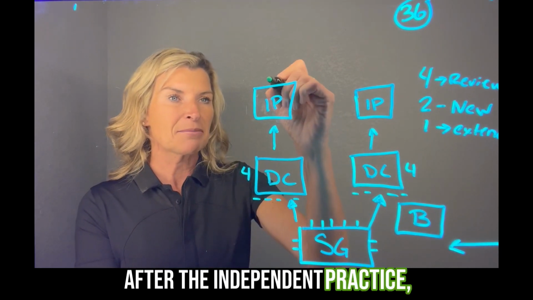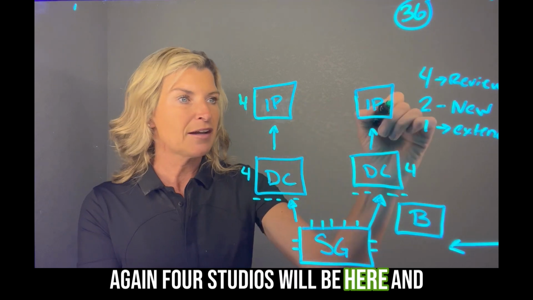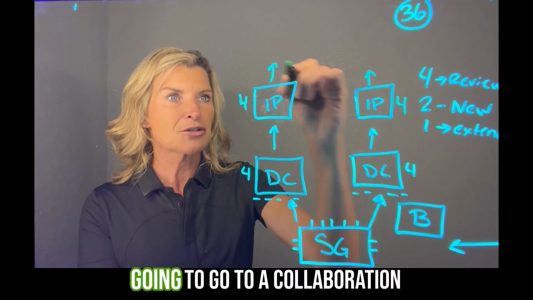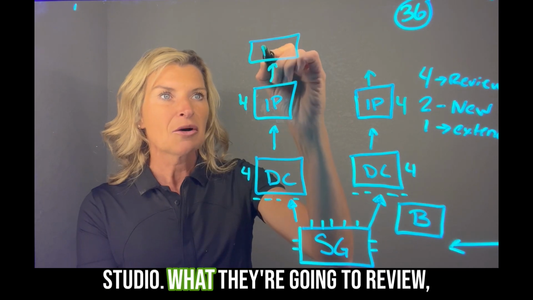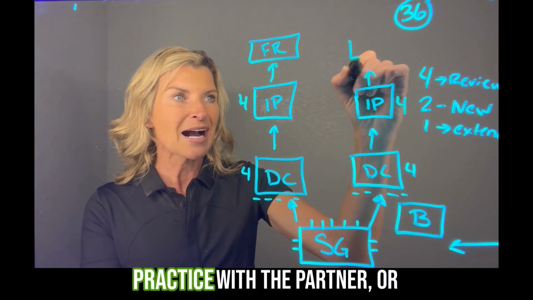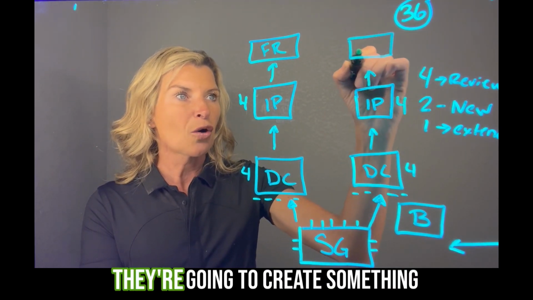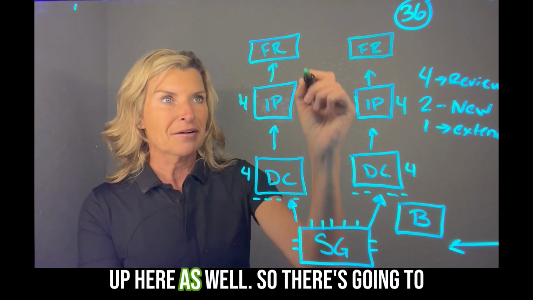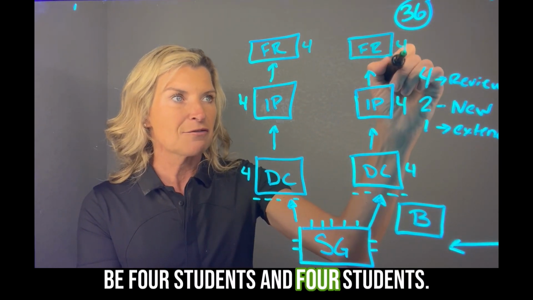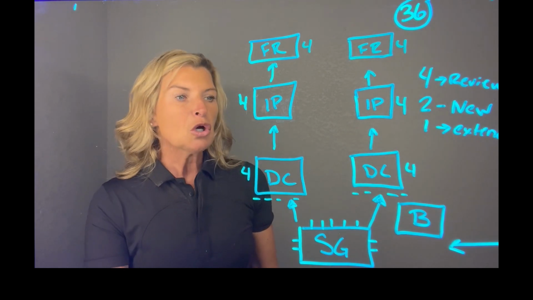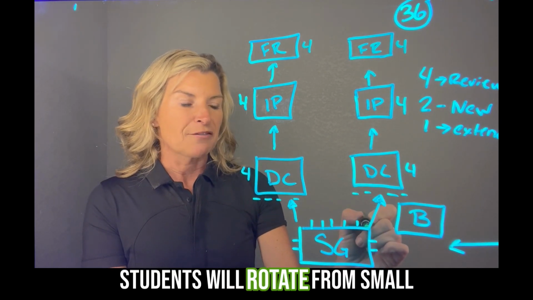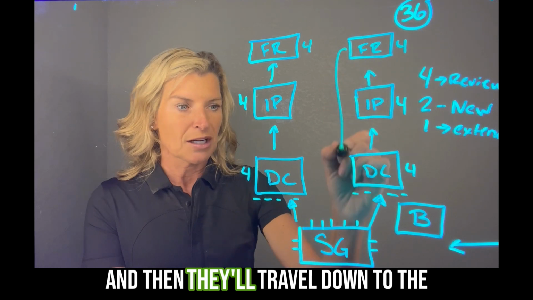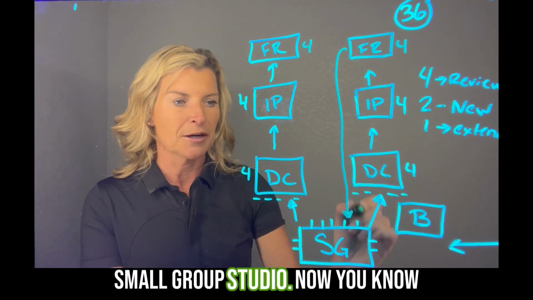After the independent practice, again, 4 students will be here and 4 students will be here. After the independent practice, they're going to go to a collaboration studio where they're going to review practice with a partner, or they're going to create something that goes along with the standard up here as well. So there's going to be 4 students and 4 students. What's going to happen is the students will rotate from small group to digital content to independent practice to future ready, and then they'll travel down to the small group studio.